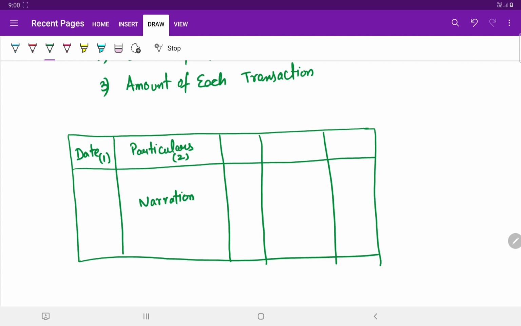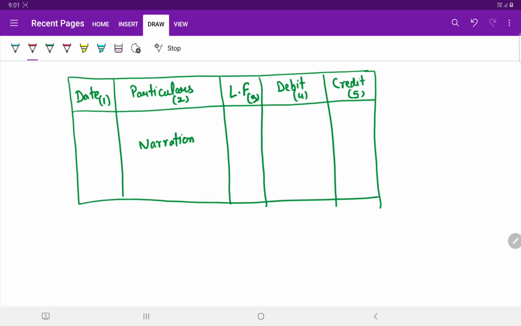Then comes the LF, that is the ledger folio, then the debit entries and the credit entries. So remember students, for every debit there is a credit and for every credit there is a debit also. Now let us see what is to be written in the columns.